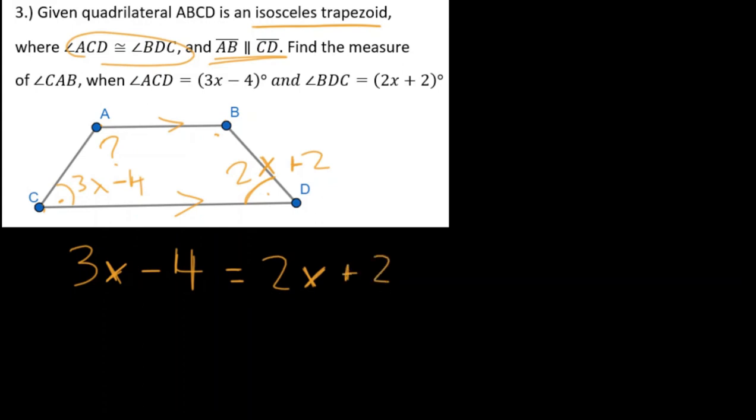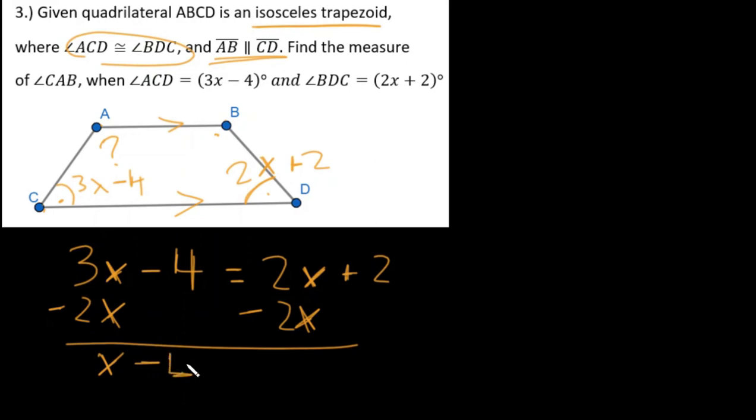Now remember, when we have x's on both sides of the equation, we always want to move the smaller one. So we can go ahead and subtract this 2x. And when we subtract 2x from both sides, we really wind up with 3x minus 2x. And of course, what is 3 minus 2? Well, you know that. That will be 1x. And in this case, minus 4. And that will be equal to positive 2.